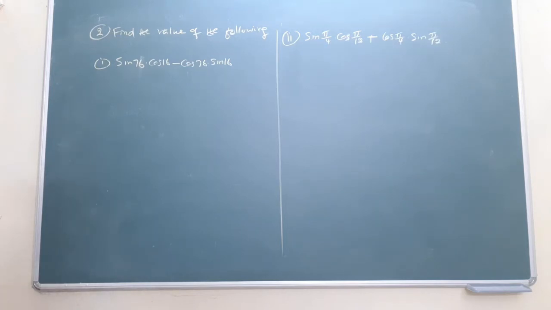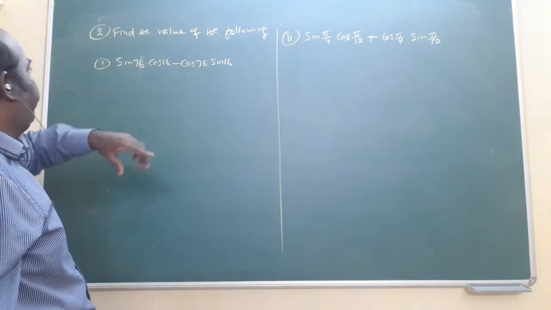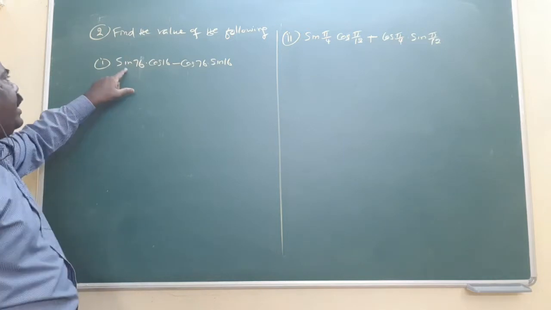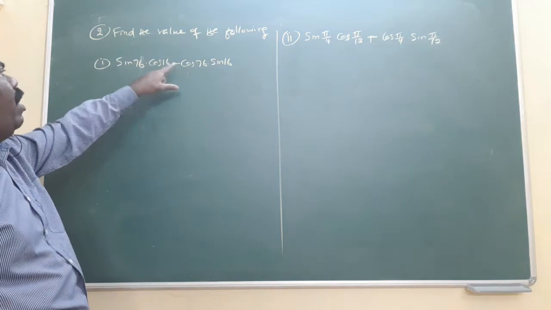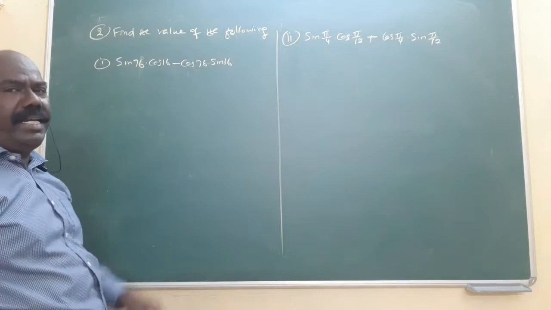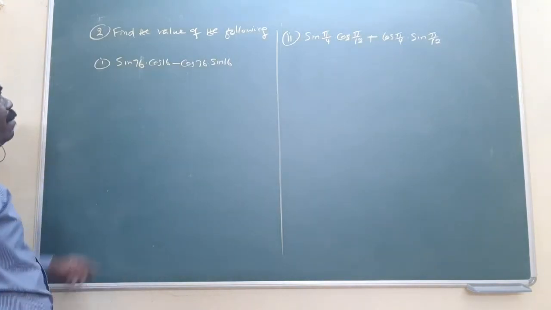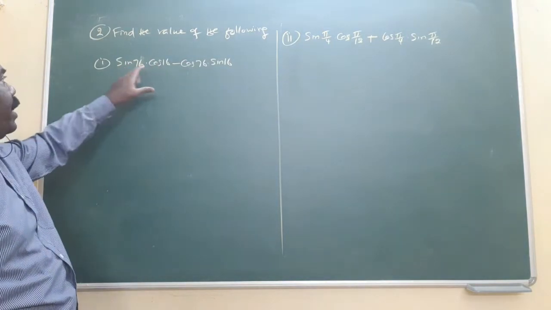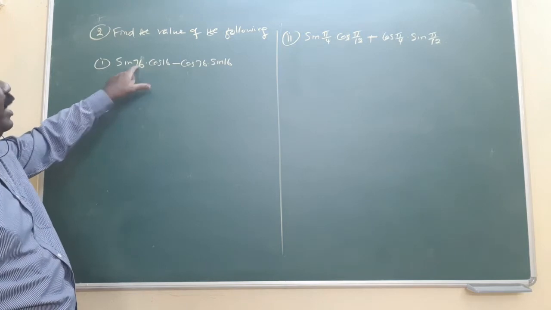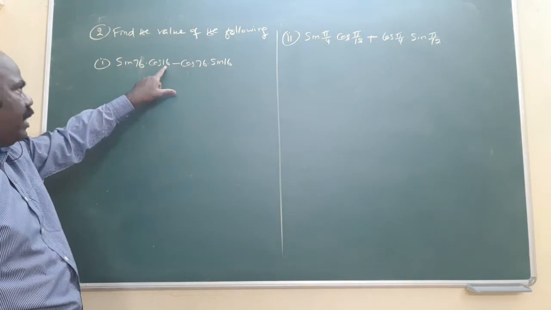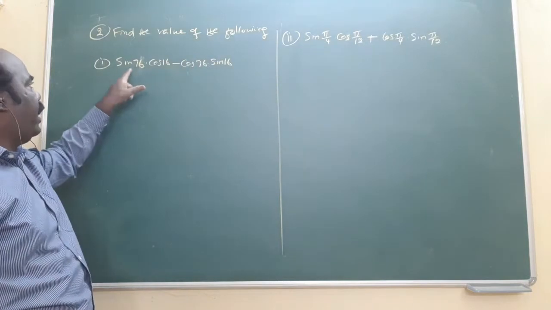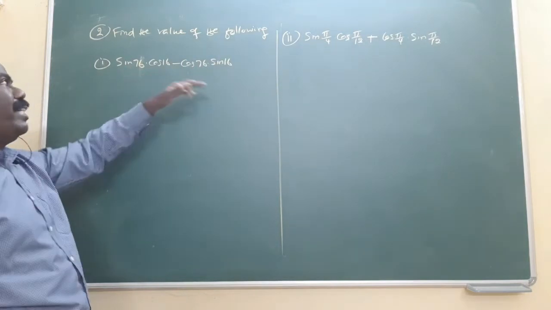Now the next question. Find the value of the following. First subdivision: sin 76 cos 16 minus cos 76 sin 16. Now it is of the form sin A cos B minus cos A sin B, because A is 76 here and here also 76, B is 16 here and here also 16.